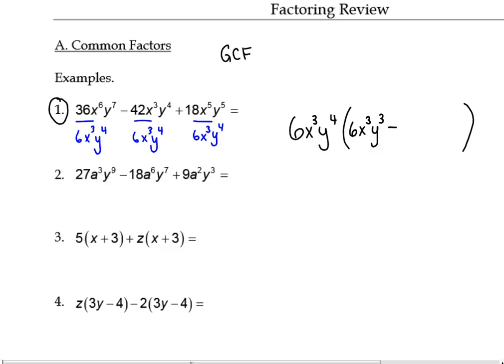Minus 42 divided by 6. 7. X cubed divided by x cubed. That's gone, right? It's actually 1. It reduces to 1. We don't have to write it. We've already pulled all of those x's out. Y to the 4 divided by y to the 4. Pulled it all out. Reduces to 1. Gone.